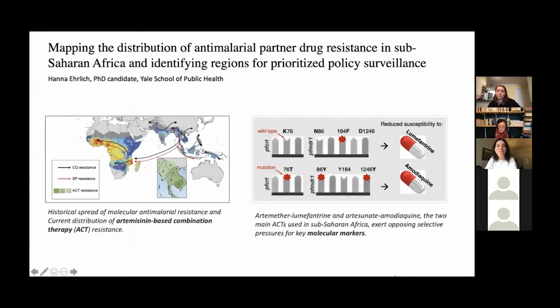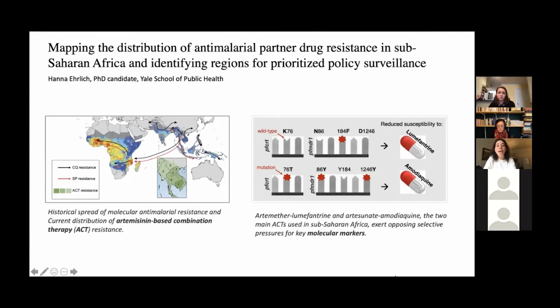All right, hi everyone, my name is Hannah Ehrlich. I am part of Sunil Parikh's lab at the Yale School of Public Health, and I'm going to jump right in here. Antimalarial drug resistance has arisen rapidly to monotherapies and spread historically along the directions shown by the arrows. The same is occurring regionally for artemisinin-based combination therapies, or ACTs, which is our current standard of care.